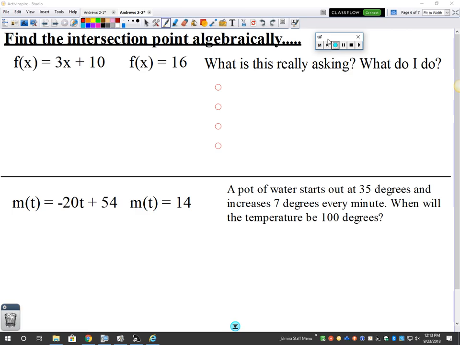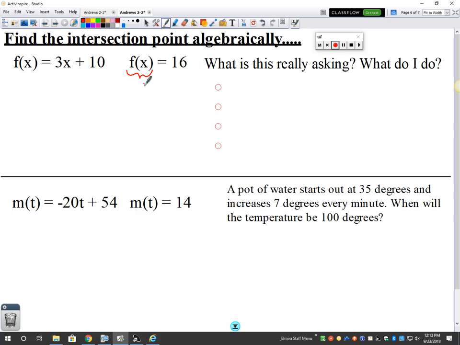Okay, and then you're going to have some homework questions that are going to ask you to do something similar to what we did in 2-1. In 2-1, I asked you what f of a particular number is, like there would be a number here instead of x. This is saying f of x equals 16.